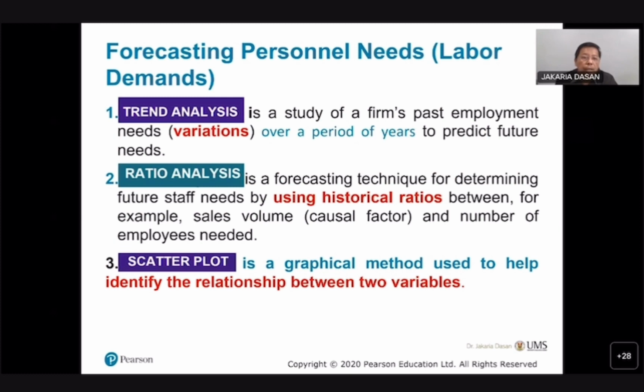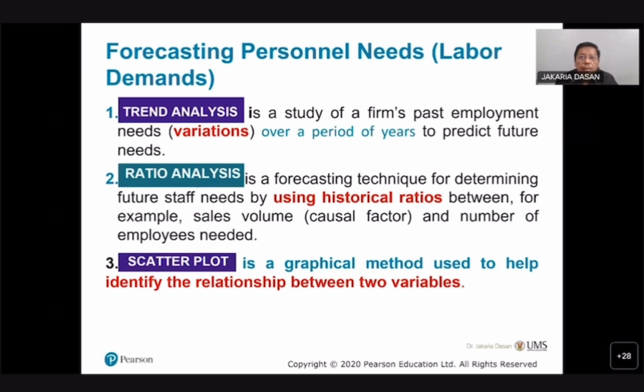And the key idea of trend analysis is looking at the variation of data of the past years, in order to predict the future needs. The second one is ratio analysis.